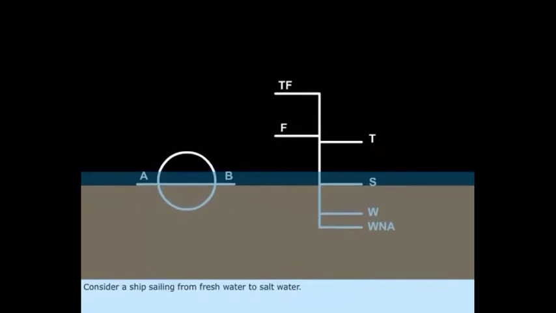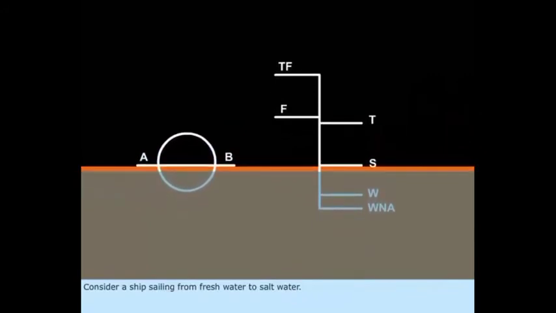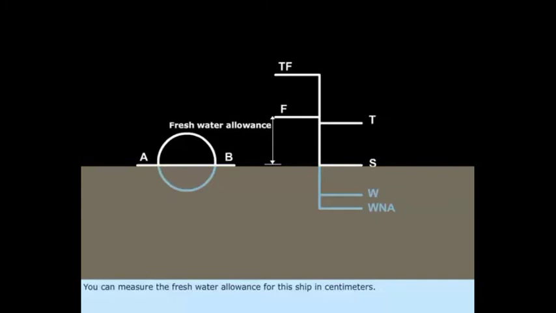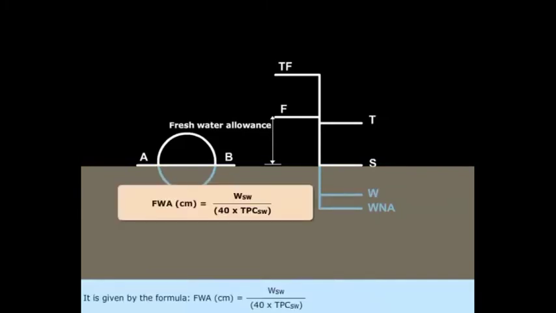Consider a ship sailing from fresh water to salt water. You can measure the freshwater allowance for this ship in centimeters. It is given by the formula: FWA in centimeters equals W_SW divided by 40 multiplied by TPC_SW.